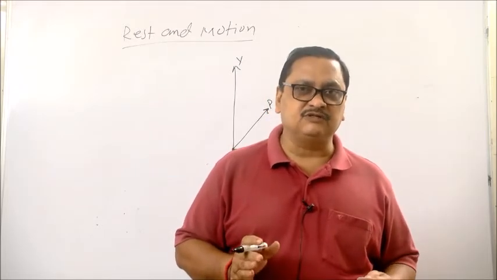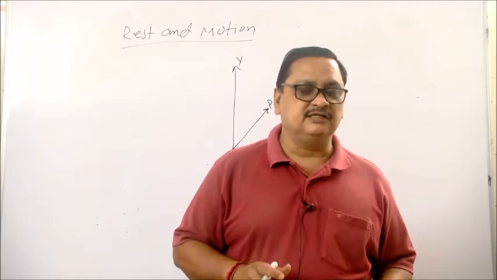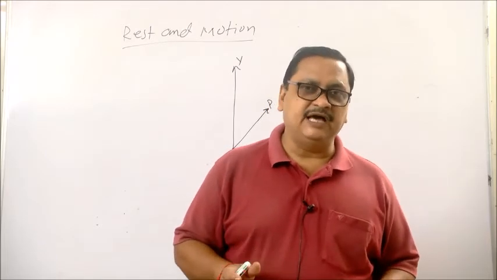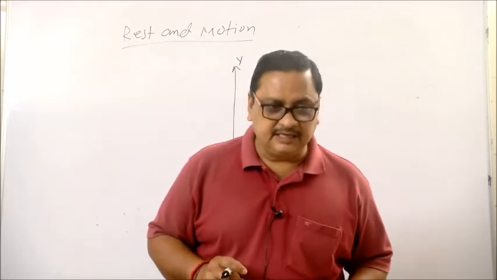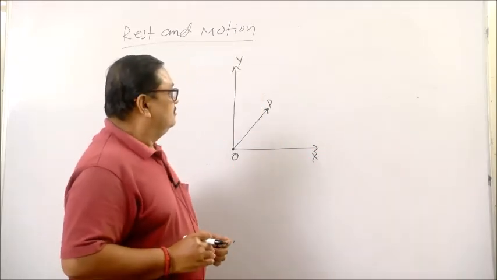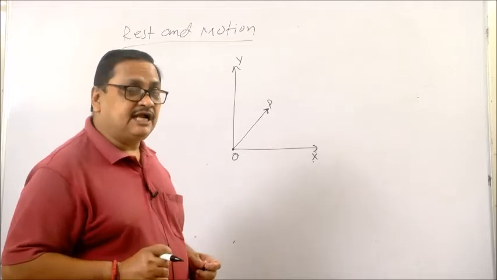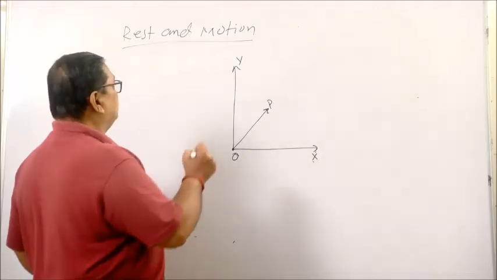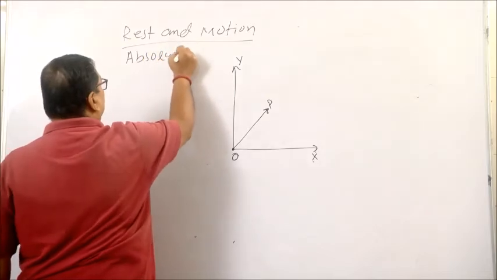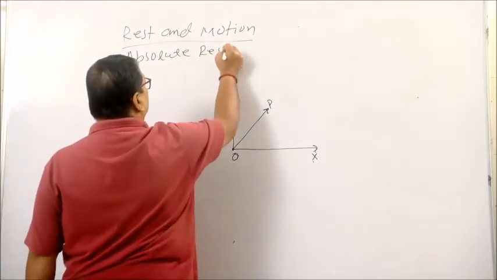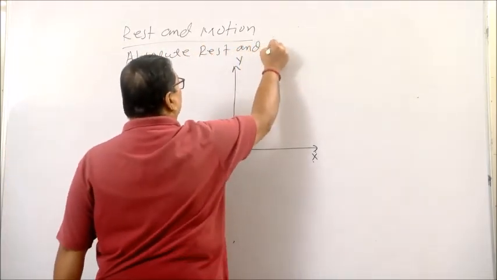If distance or position remains constant, then the body is at rest. If it varies, then the body is in motion. But one thing: what are absolute rest and absolute motion?